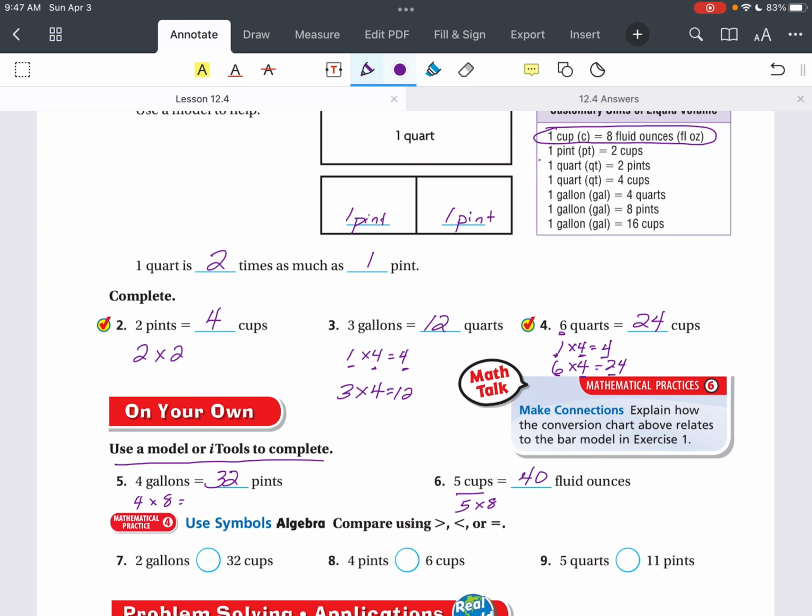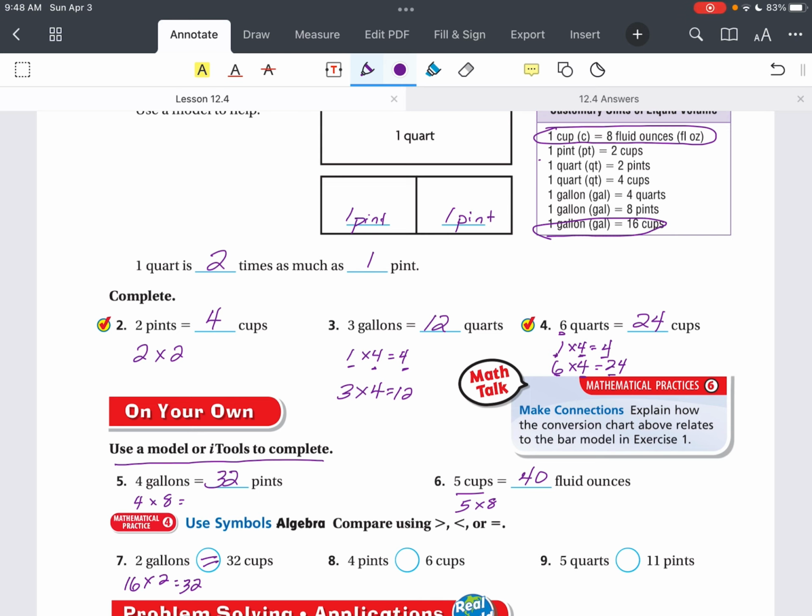All right, 2 gallons compared to 32 cups. Well, how many cups are in a gallon? This says there's 16 cups in a gallon, so we would have 16 two times here. And 16 two times equals 32. So 2 gallons is the same as or equal to 32 cups.